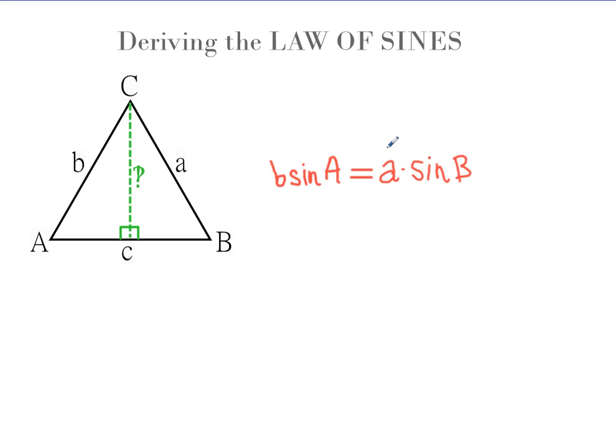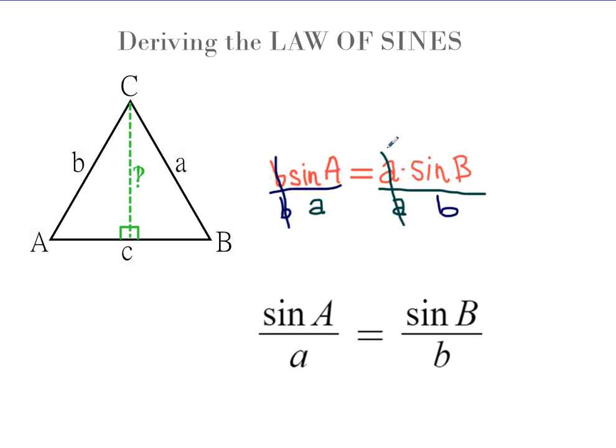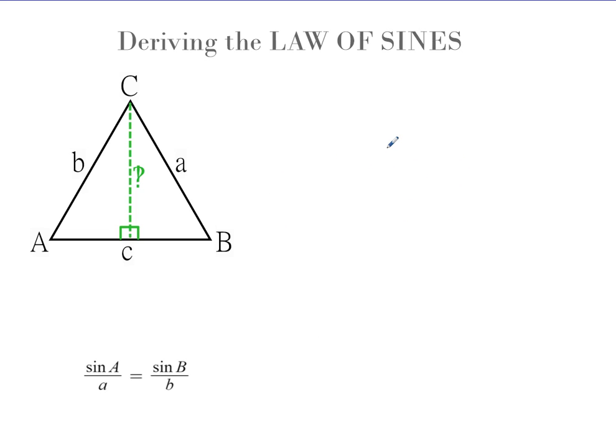At this point, if I divide both sides by a, and then I divide both sides by b, I have a really nice pattern. That is that the sine of A over a is equal to the sine of B over b, okay? Let's set that to the side for a second, and let's take that altitude and draw it a different direction, okay?